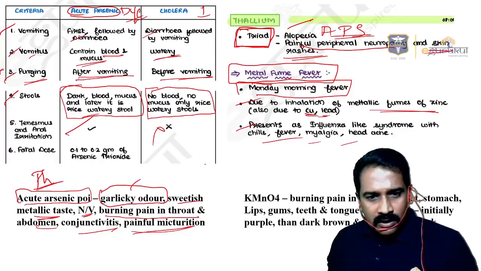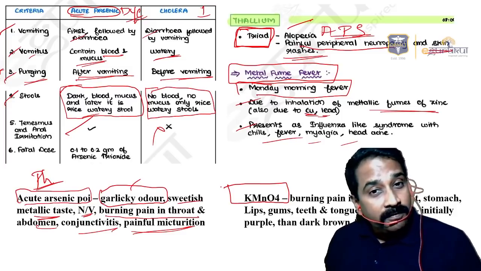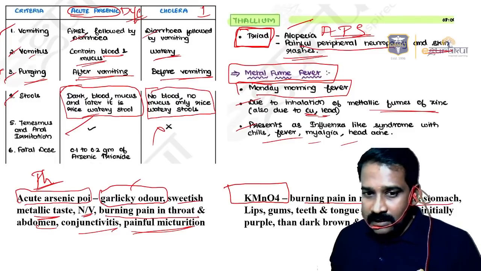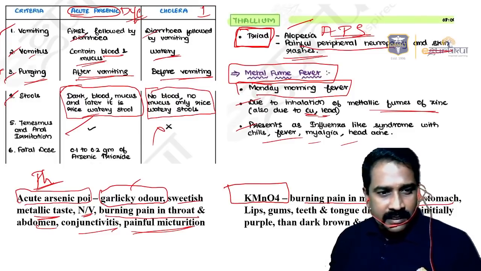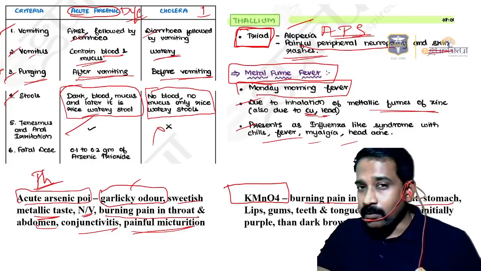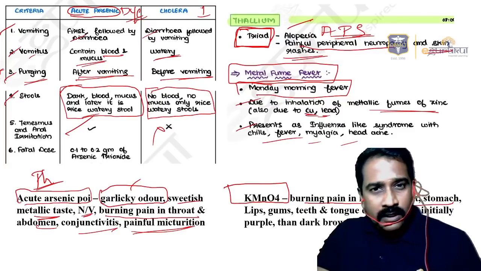Also, let's discuss potassium permanganate. That was also one of the options for you, right? So what are the features that you see in KMnO4? Burning pain in the mouth, throat and stomach remains the same in both arsenic and KMnO4.